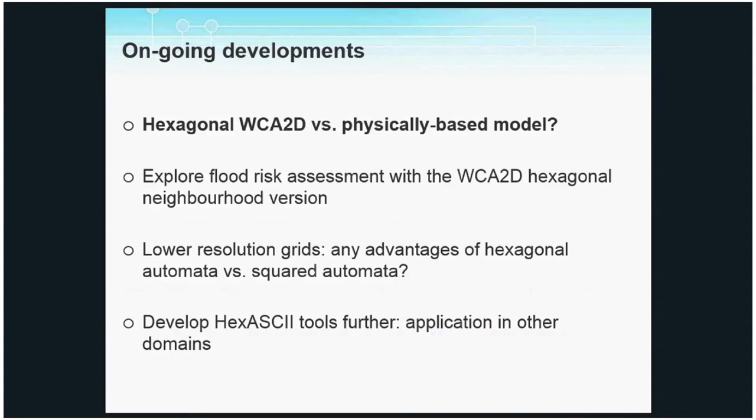And then just a side topic, we'd like to continue developing the hexaskey tools further and also bring other applications from other domains to use these hexagonal grids. So that's it. Thanks a lot.